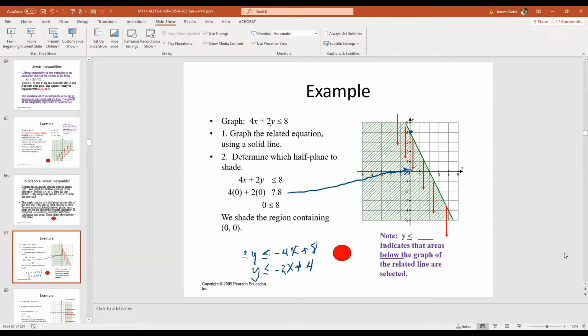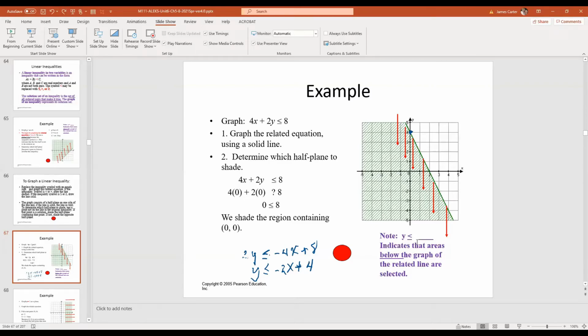This point at the origin is in the shaded area, so that's their way of checking to see if it's true. And I'm going to get rid of that because I don't want it there. Okay, let's go on to the next one.